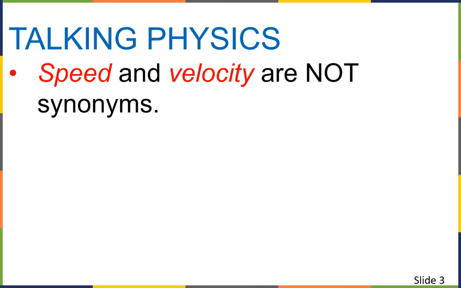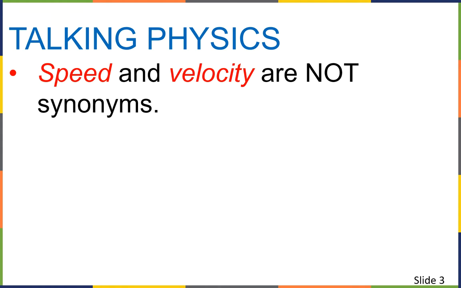So the first words are speed and velocity. How many people are confident that they can differentiate between speed and velocity? All right, then this is a really good one to start on. Speed. What is speed? Good. Speed is how fast you're going, but not in a direction. Speed is how fast you're going. It's the distance you cover per time.